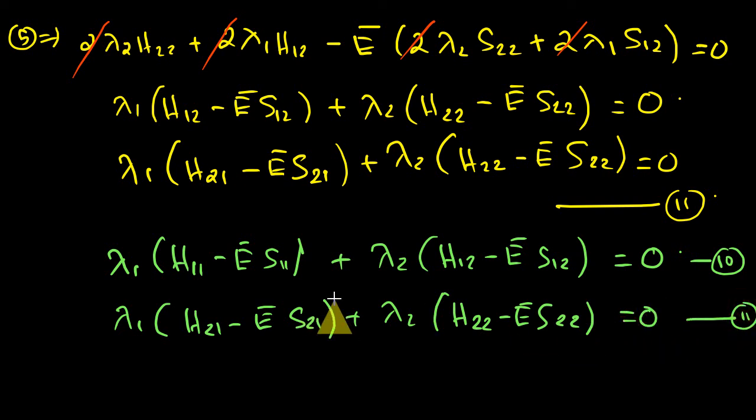Okay. So you look at these equations, and they can be written in matrix form also. How can we write it in matrix form? Let me take the coefficients of λ1 and λ2 in one matrix. So let me construct a matrix with the coefficients of λ1 and λ2, that is H11 minus E bar S11, which is the coefficient of λ1 in the first equation, and the coefficient of λ2 in the first equation, H12 minus E bar S12.